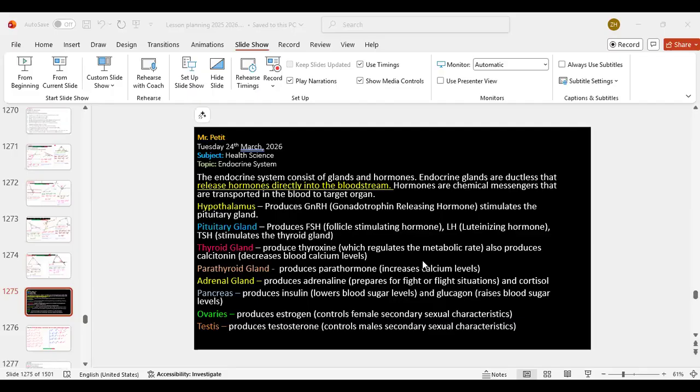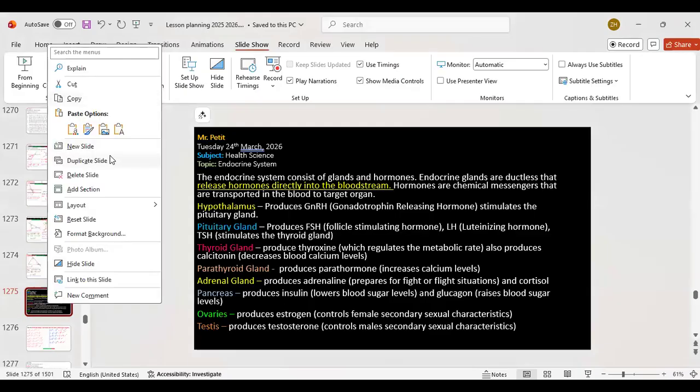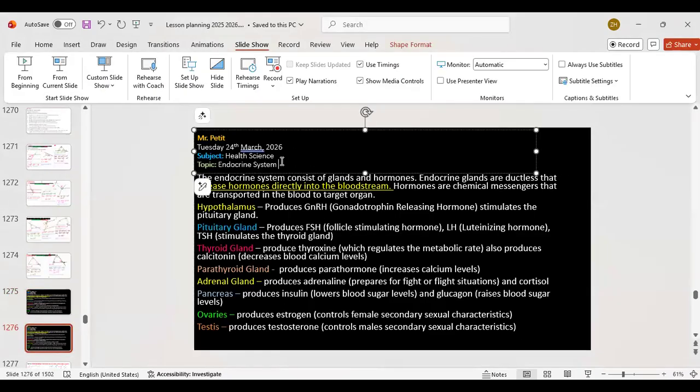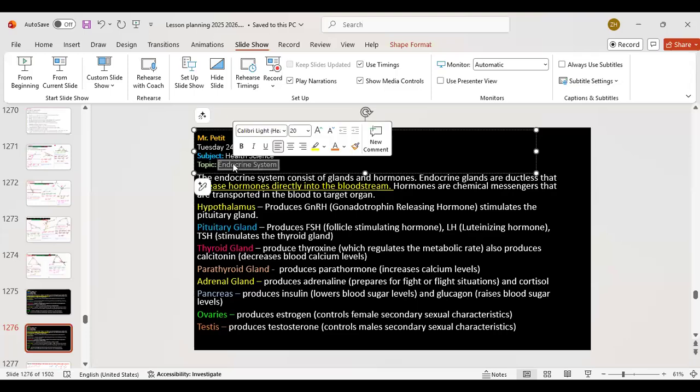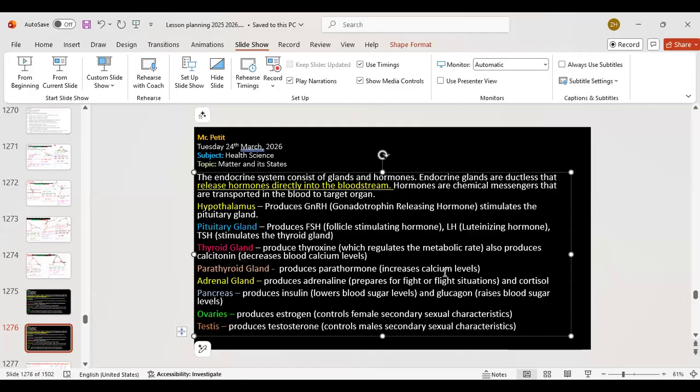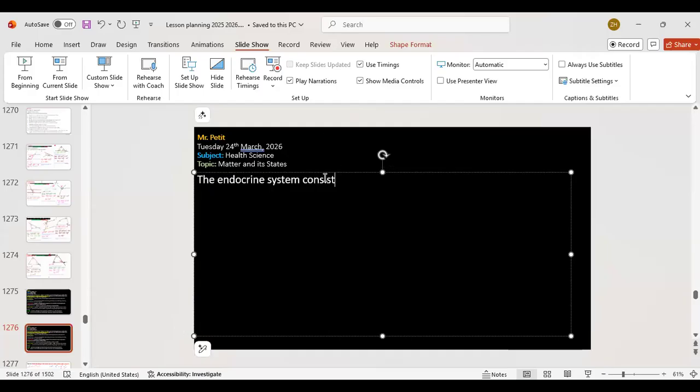Very good. Today we're going to be looking at states of matter. Matter and its states. What are the states of matter? Gas, solid, and liquid. Very good. Solid, liquid, and gas.